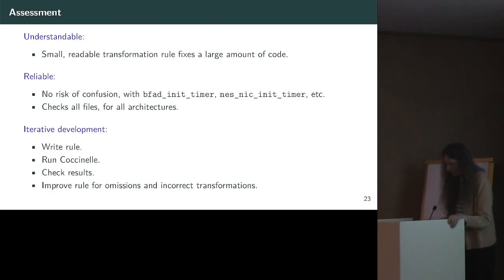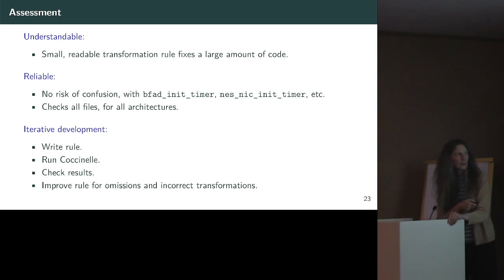So overall, we've seen the rules are small, readable, and they can transform lots of code. It's reliable in the sense that at least we are figuring out the boundaries of an identifier. People try to do things with regular expressions, but they might forget to make their regular expression really robust. So there's no chance that we're going to change the calls to other things that end in init timer.